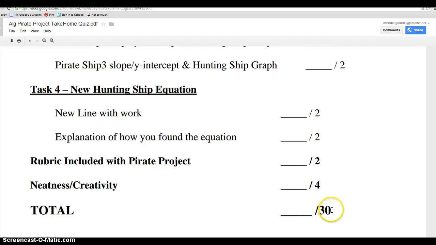This is a 30-point assignment, and it's going to count as a quiz grade. So that can really do positive things for your grade if you do a nice, neat job on this. You have the entire week to work on this, and you have homework hour with me on Tuesday afternoon if you need more help.